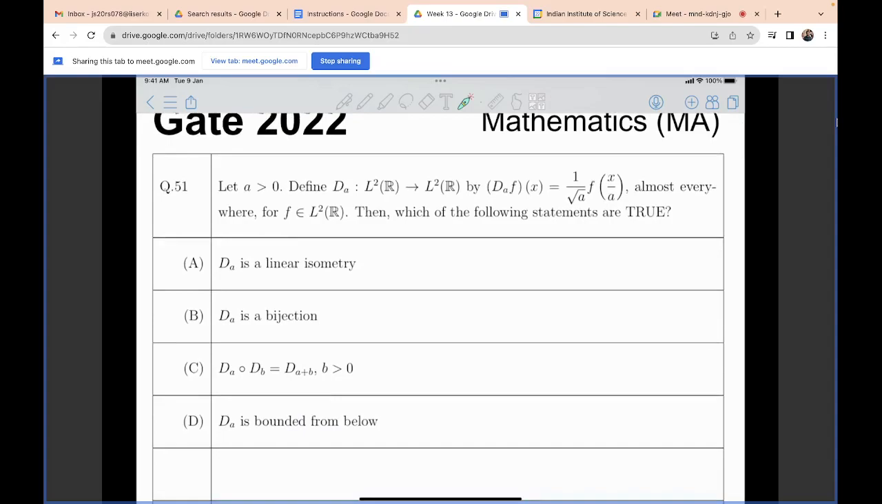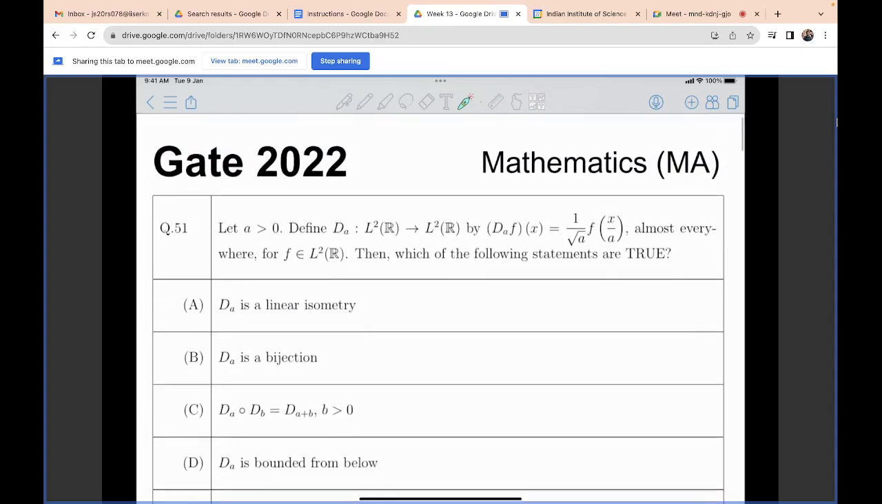You have to check. The dA is linear isometry, dA is bijection, dA composed dA dB is d of A plus B, and dA is bounded from below. So these are the four options we have to check.